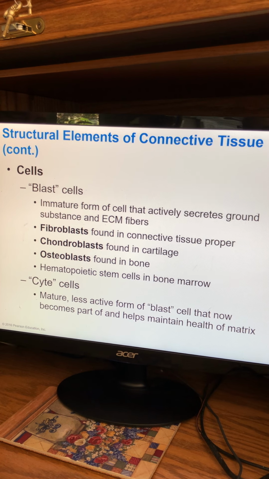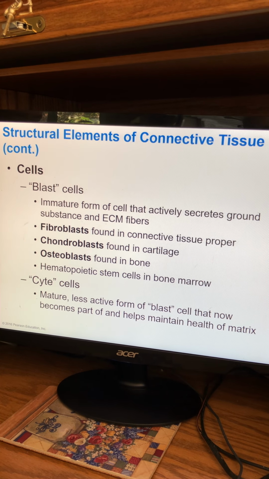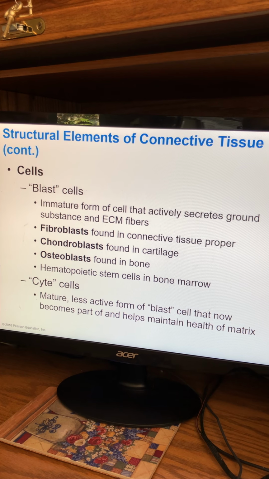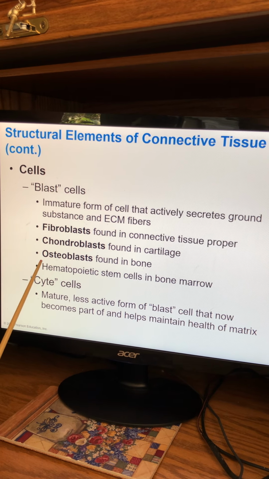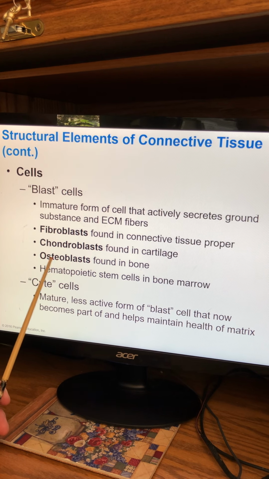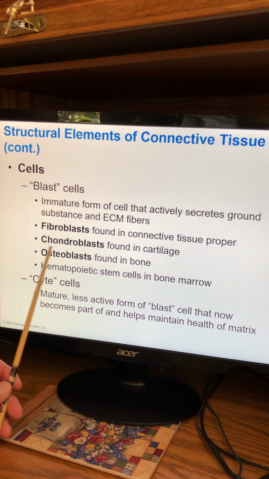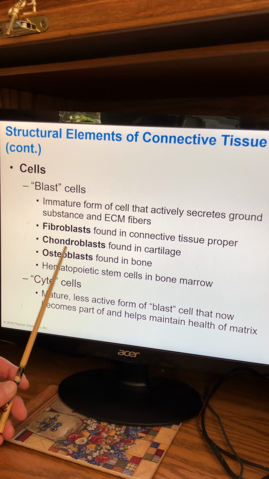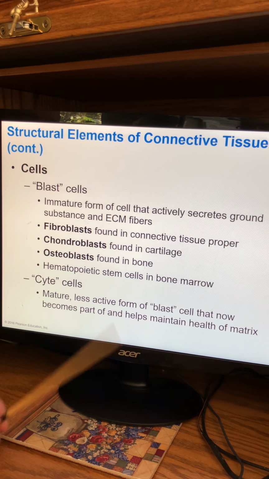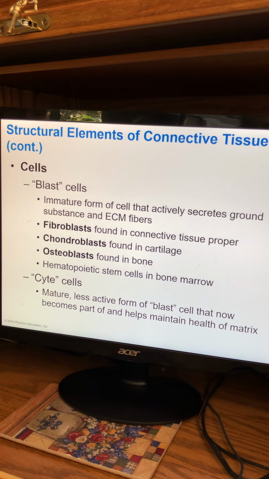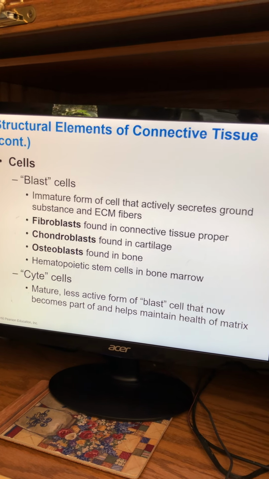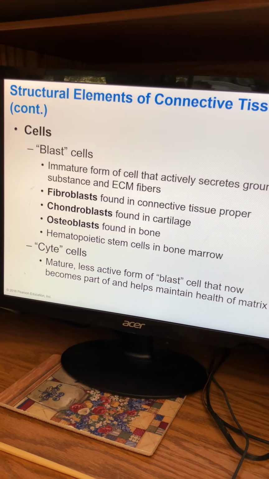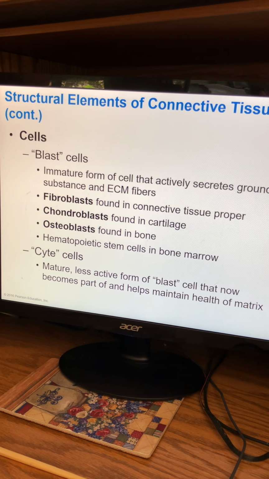The cells themselves are either going to be mature or immature cells. If they're immature, they're going to be called a blast. So in the bone, it's going to be osteoblast. The prefix osteo means bone. Chondroblast means, chondro means cartilage, and fibroblast is going to be the connective tissue proper itself. Anytime it says site, it's just a blast that will convert into a site.